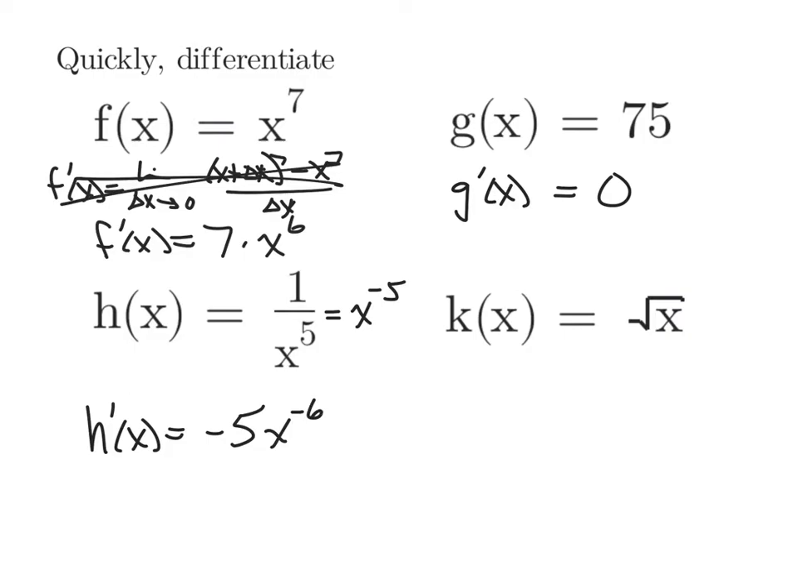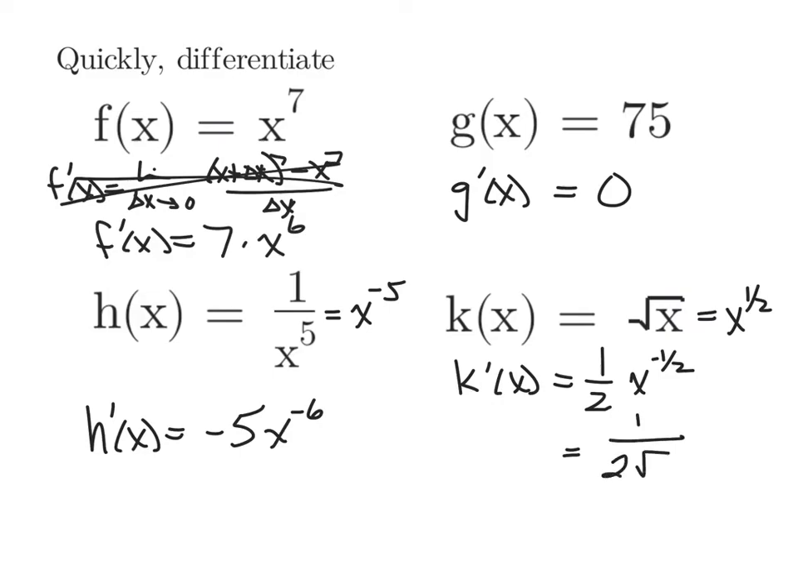And this even works when we have rational powers as well. If I wanted to find this derivative, I would first think about the square root of x as being x to the 1/2 power, bring the power down as a coefficient, and then reduce the power by 1. So 1/2 minus 1 is negative 1/2. If you wanted to rewrite that as a radical, that would be 1 over 2 square root of x.